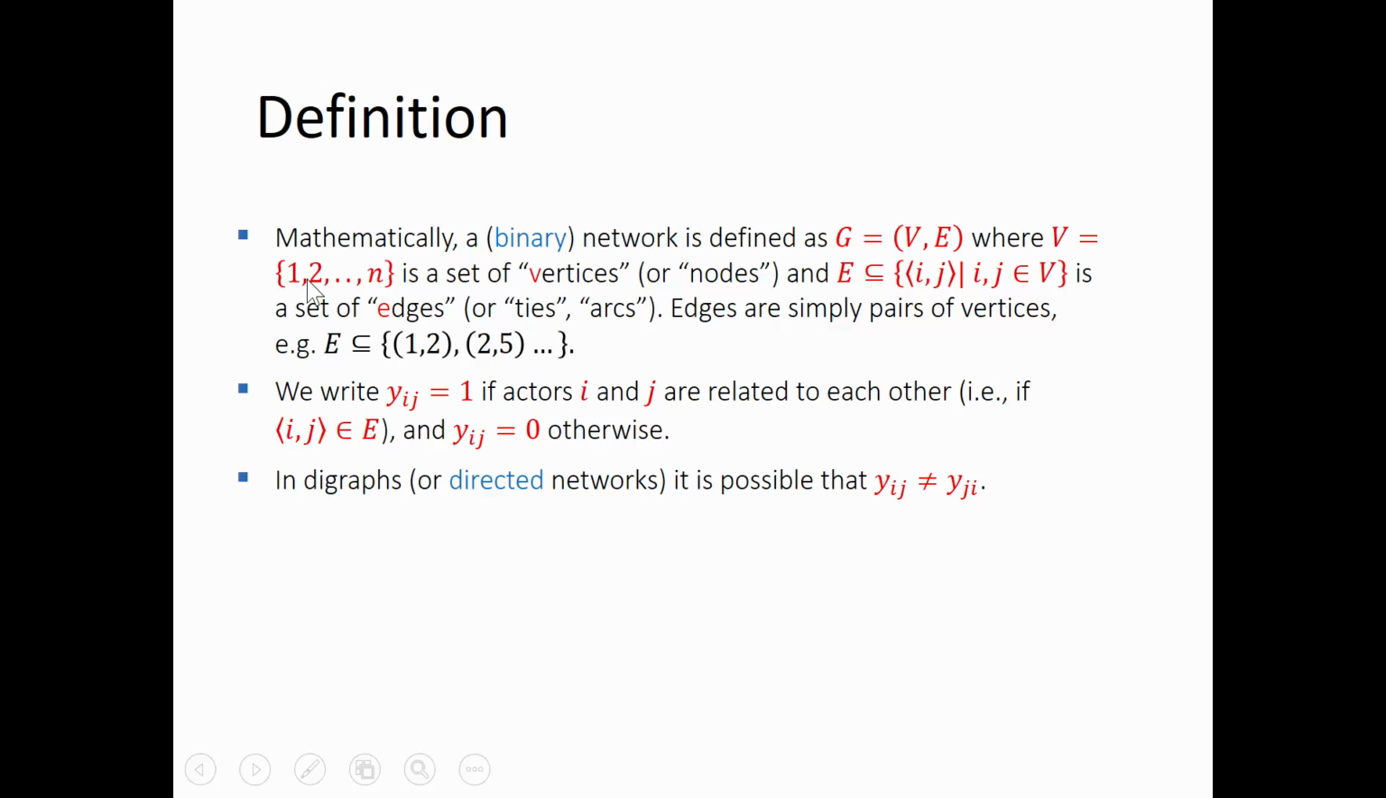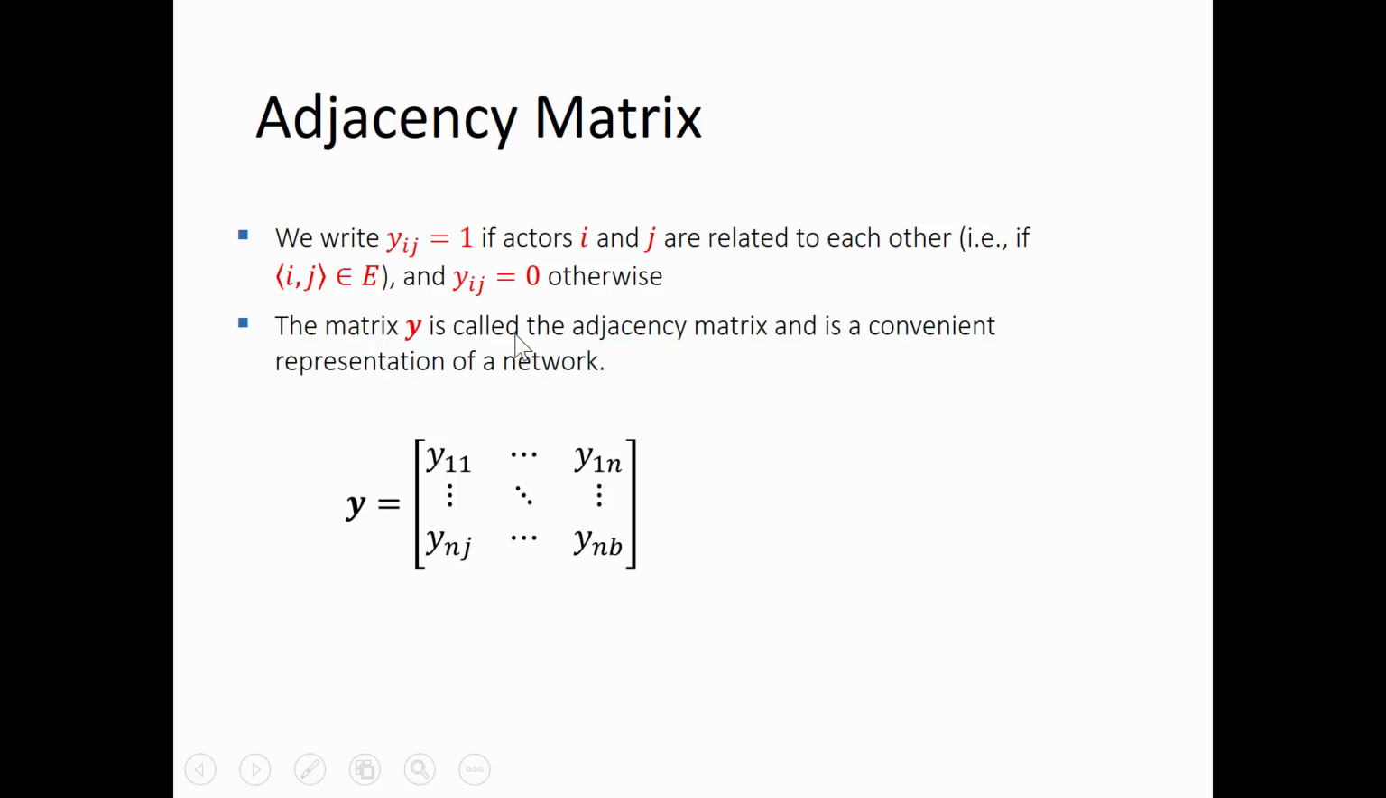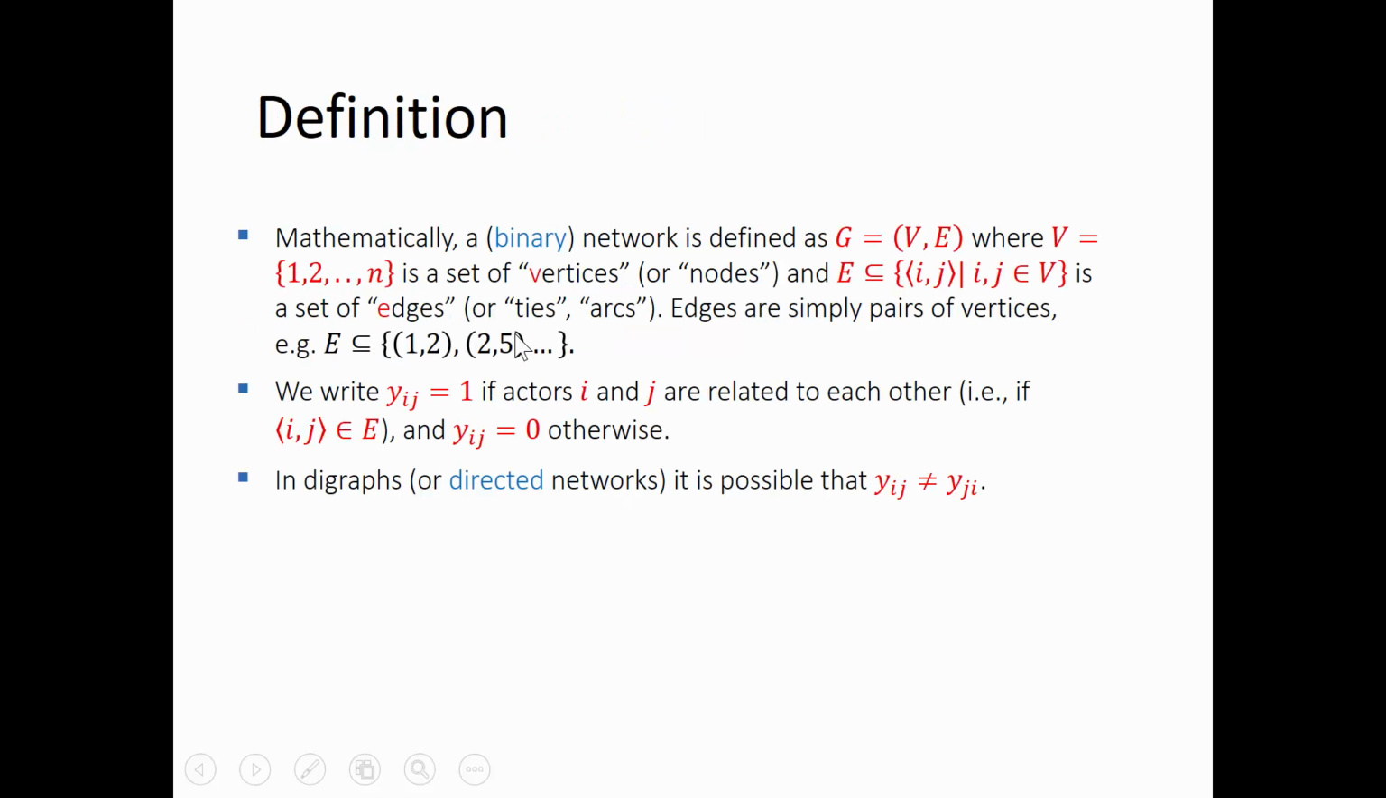vertices. They have names or they have numbers, 1, 2, 3, something like that. And then you have a set of pairs of individuals. This basically now represents a relationship between individual number 1 and individual number 2. This represents a relationship between individual number 2 and individual number 5, and so on and so forth. So that's basically how a network is defined.